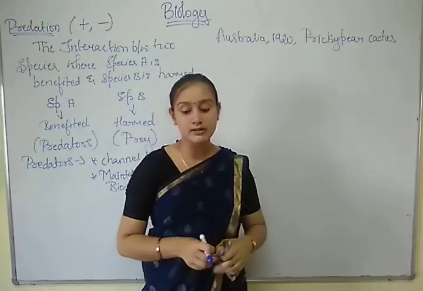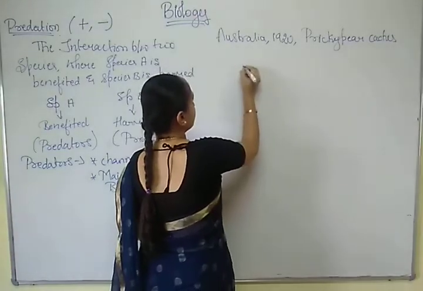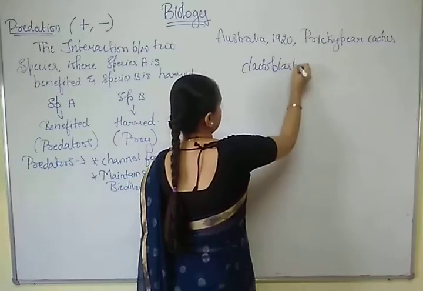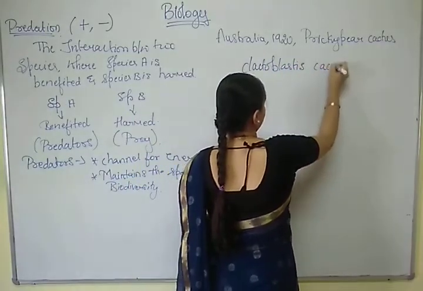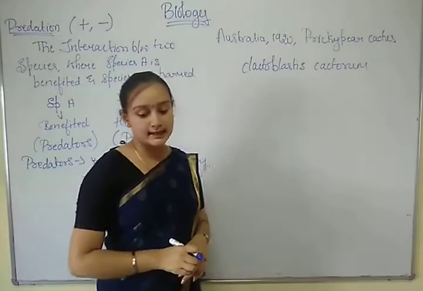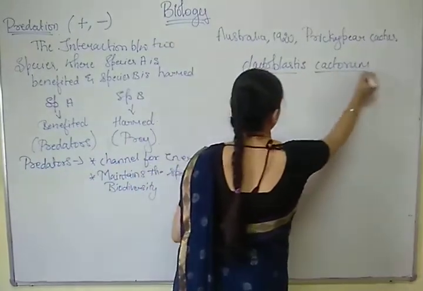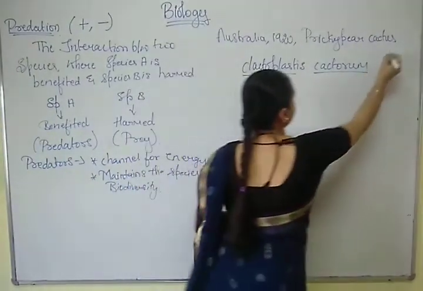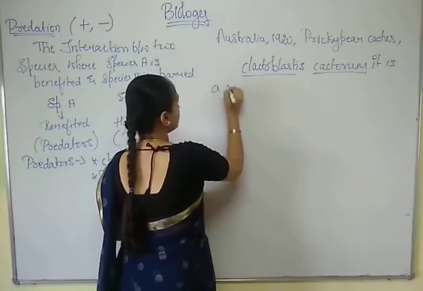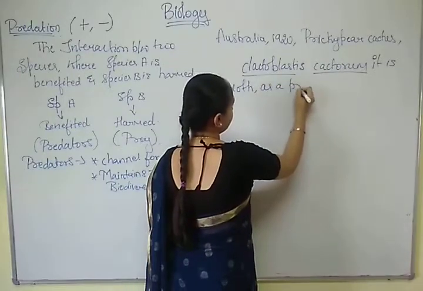That moth is called Cactoblastis cactorum. Cactoblastis cactorum is a moth that acts as a predator.